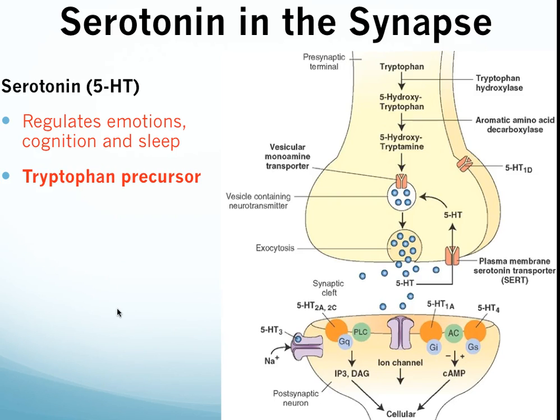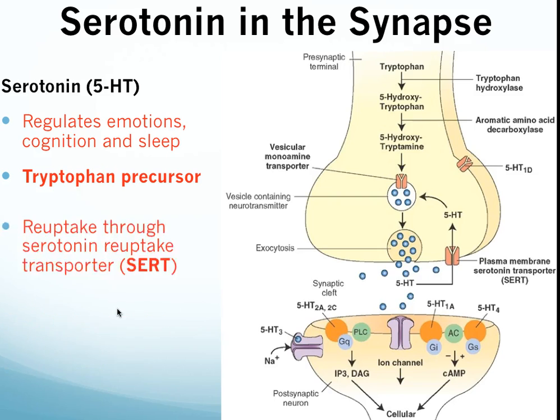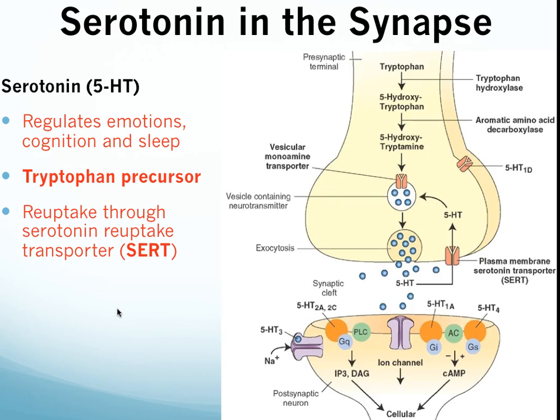Where does it come from? It comes from tryptophan. That is the precursor. How does it get degraded or reuptaken? Well, we have the SERT for this one. So it's the serotonin reuptake transporter. This is actually very selective, and it's only going to take serotonin back up into the cell and nothing else. And this is also degraded by MAO. Monoamine oxidase is going to degrade serotonin as well.